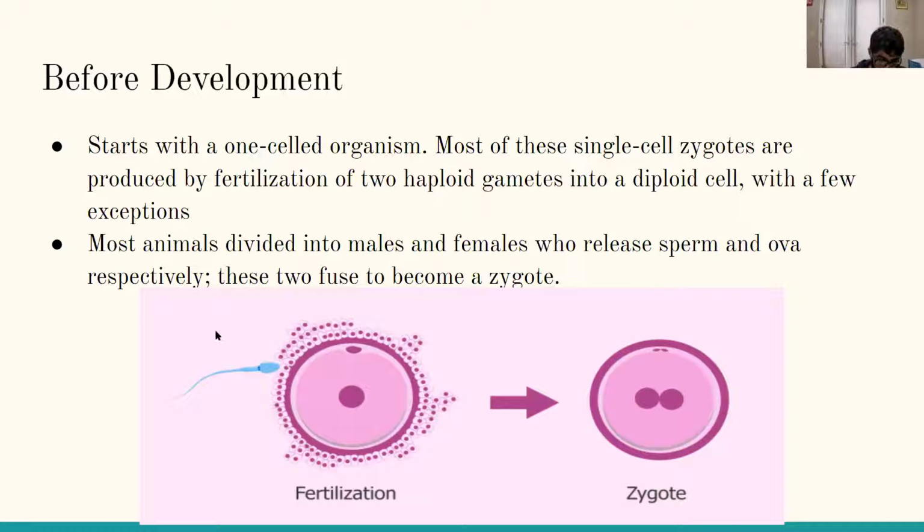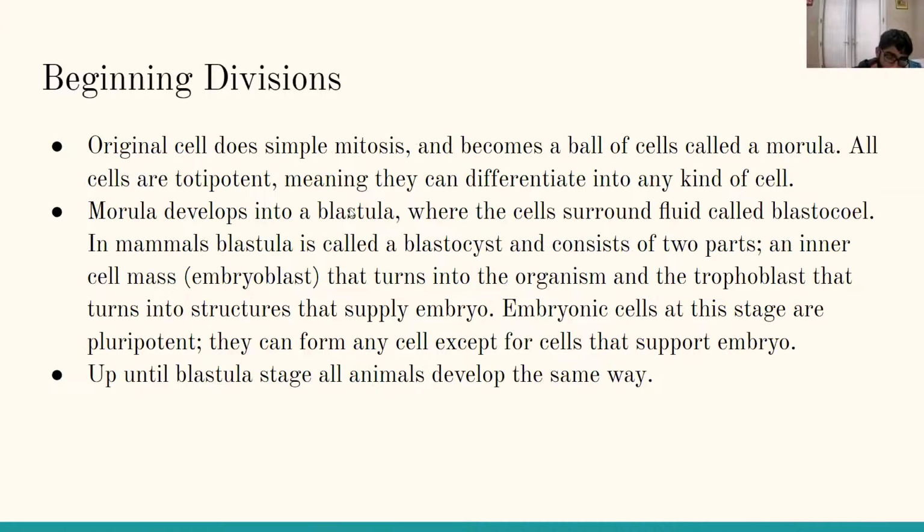And after fertilization occurs in most animals, the original cell goes through simple mitosis, which is also called cleavage, and eventually becomes a ball of cells called a morula. And the beginning zygote and all the cells up to the morula point are totipotent, which means they can differentiate into literally any type of cell based on the environment.